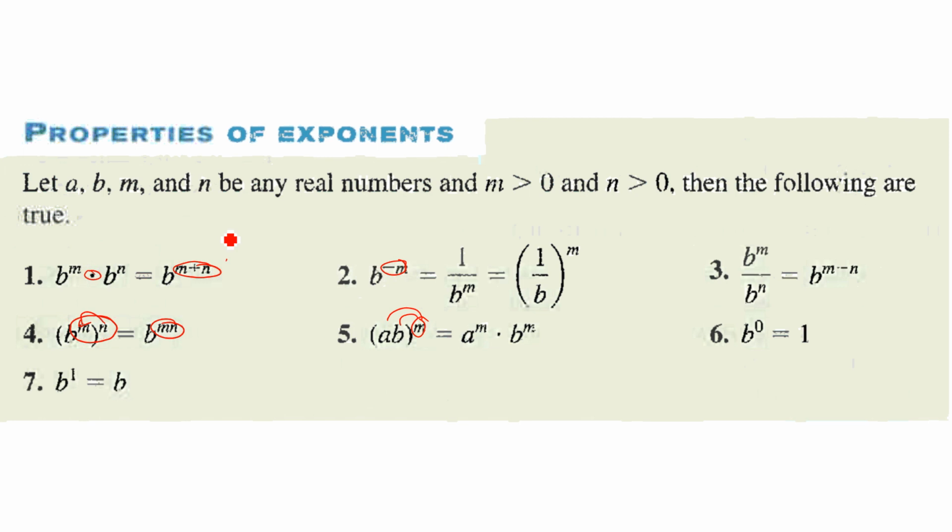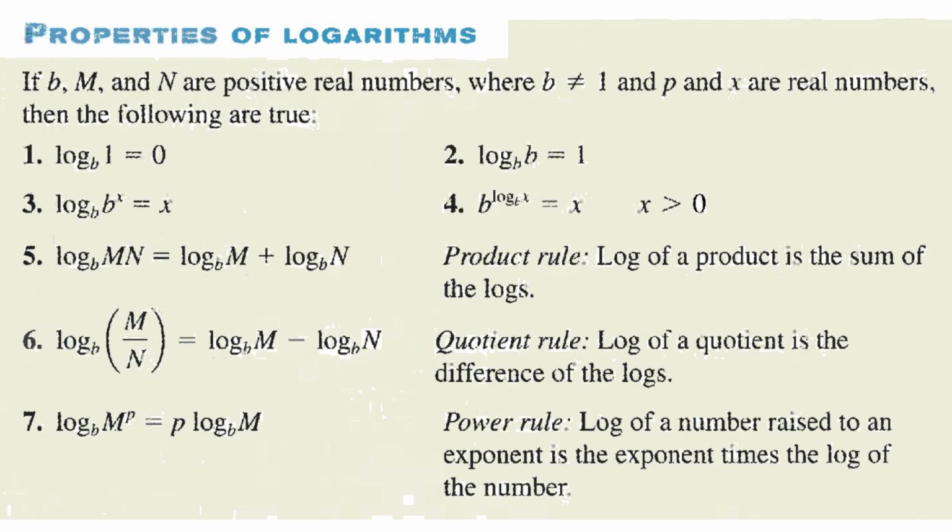And then the opposite of this one is that b to the m over b to the n means you would subtract the powers. And then lastly, we talked about in the last couple of classes, anything in the world to the 0 power is 1. All right, so let's take all of these and flip them around so they're properties of logarithms.